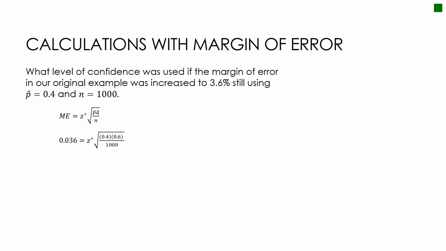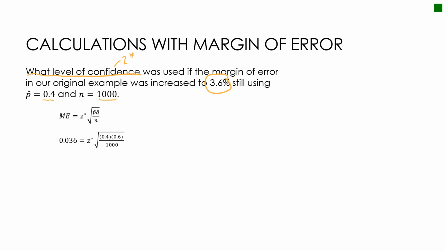So here's another margin of error question. Again, I just wanted to give you one of each. So this one says, what level of confidence? So now we are trying to determine the level of confidence, which means essentially we're solving for z star and then using z star to figure out the level of confidence. It says, what level of confidence was used if the margin of error was increased to 3.6%, still using p of 0.4, n of 1,000.